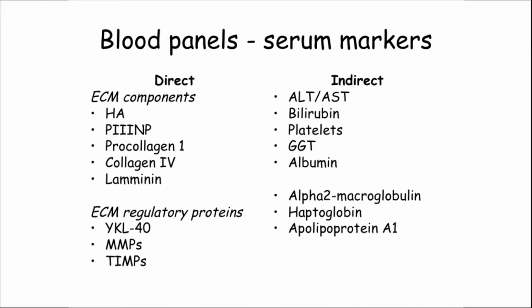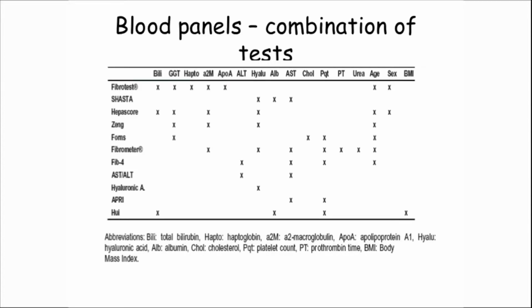And so these are some of the components of blood panels, and not all of these are used in every blood panel. This is an example of a number of panels that are available to us and what tests are within these panels. As you can see, many of these tests are routine laboratory tests. Many of these are not available in routine laboratories. And so people try and put all of these together to come up with complex equations that help you predict how much fibrosis somebody has got.